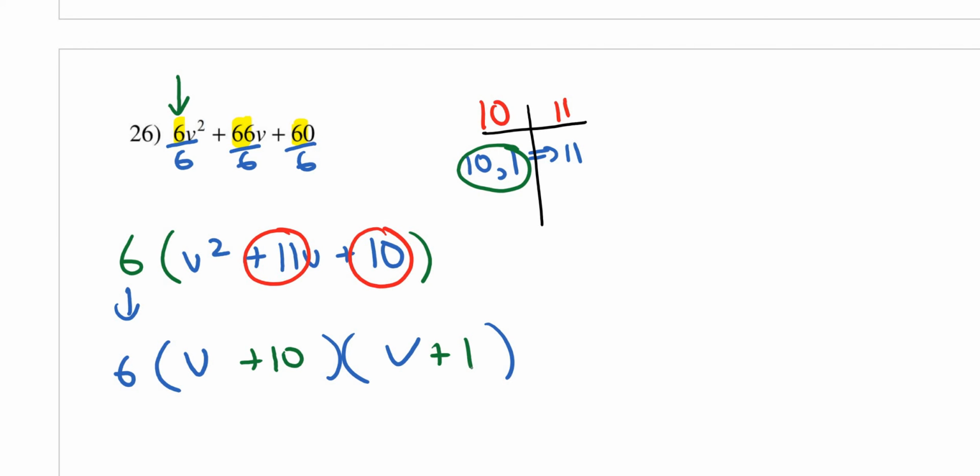All right, so that concludes the video for factoring trinomials. Hopefully this was a decent review for how to factor trinomials when you have a leading coefficient of 1. And if you don't have a leading coefficient of 1, look to factor out the greatest common factor.